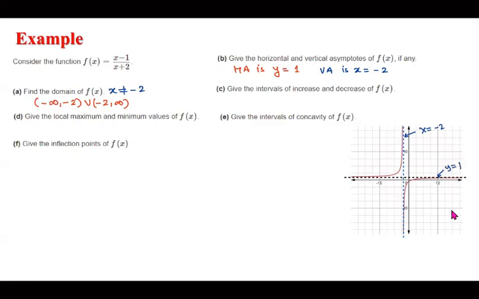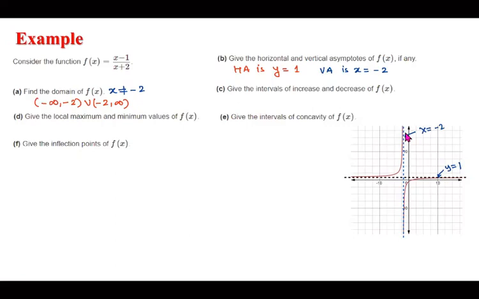You can look at the graph and easily tell which one is the horizontal and which is the vertical asymptote, or just by looking at the rational function you can write them. Now, let's look at C. In C, we have to give the intervals on which the function is increasing or decreasing. If you look at this graph carefully, moving from left to right, from -infinity up to -2, the graph is always going upward, meaning it is increasing.